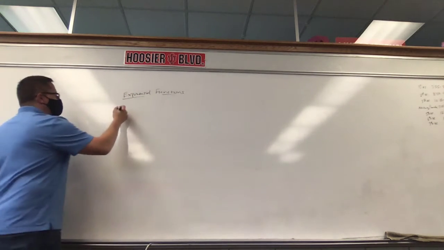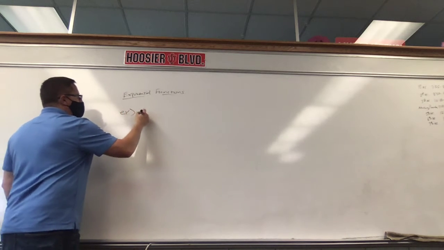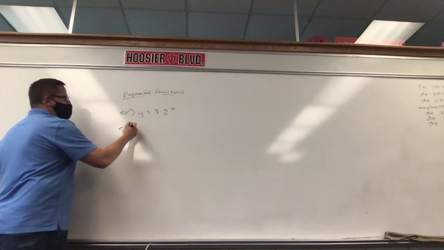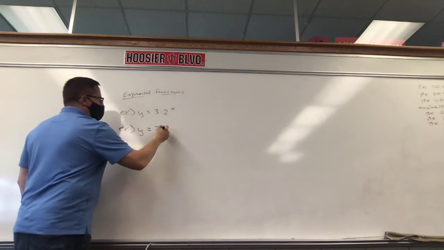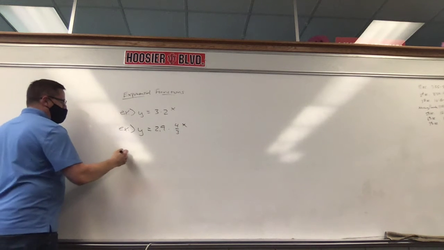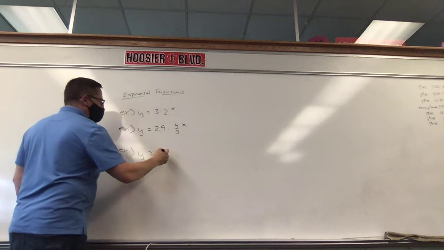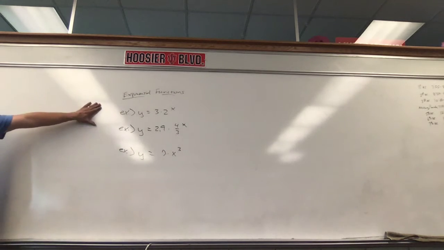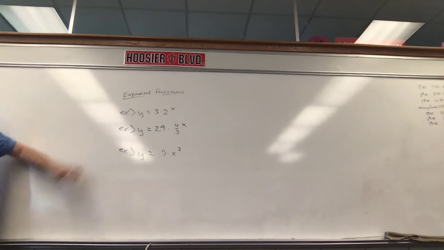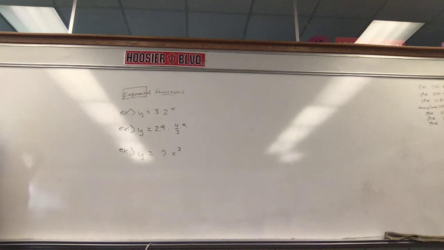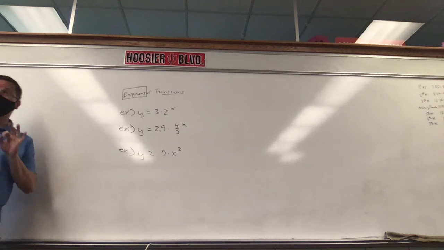If I give you something such as this, now just watch for a second here. If I gave you y equals 3 times 2 to the x, that's an exponential function. If I give you y equals 2.9 times 4/3 to the x, that's exponential. If I give you y equals 7 times x to the third, that is not exponential. Why are these two exponential and this one's not? I mean, the first few letters of exponential are exponent, okay? Any idea, you guys remember from before break, why this is exponential? And it's a real simple explanation.